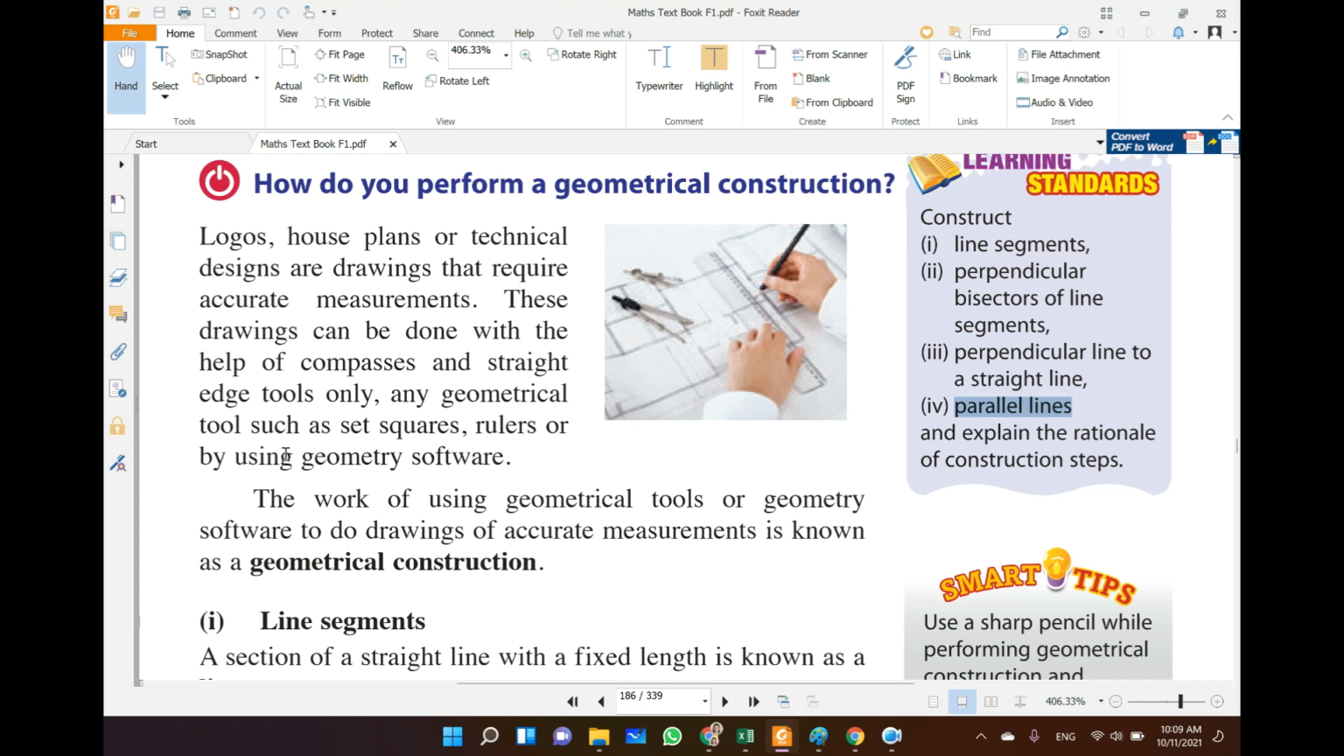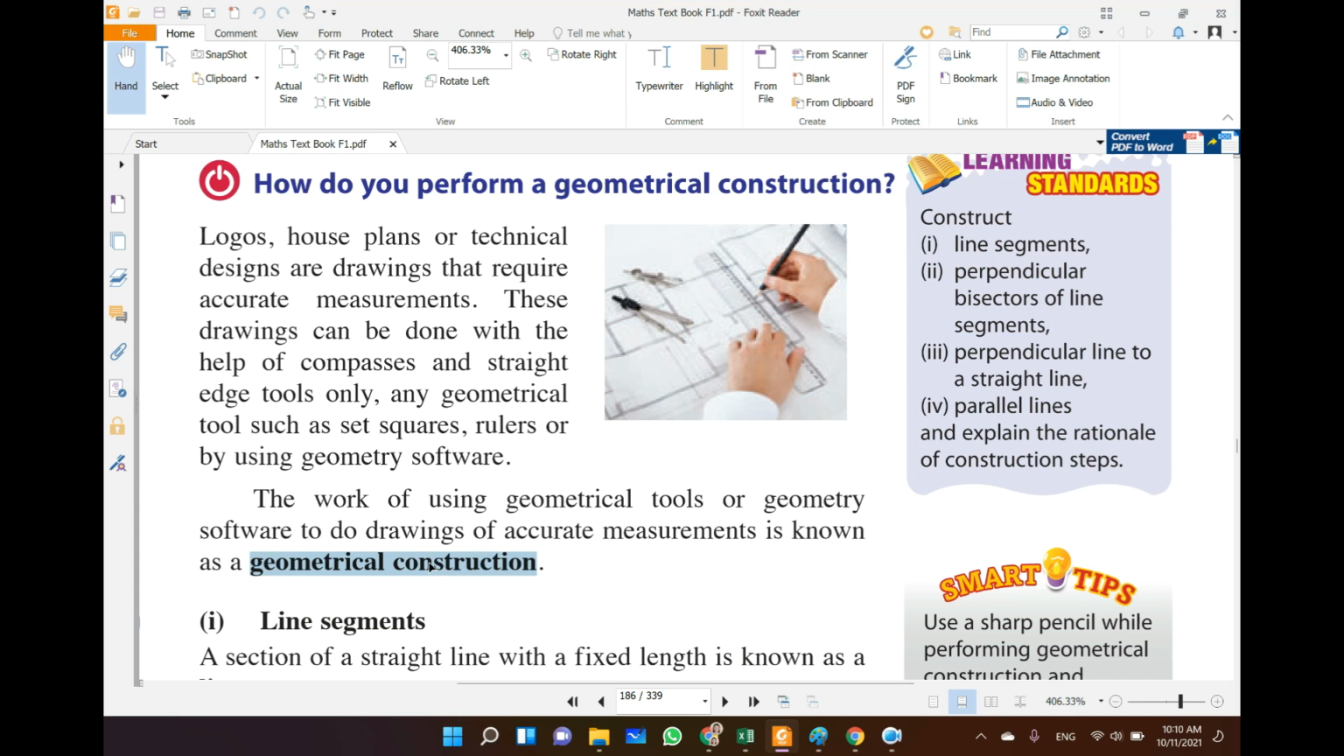Do you know what is a set square? Any idea? No. Don't know. Okay, it's okay. Later on, I'll go through all the geometrical set with you in the maths app. The work of using geometrical tools or geometry software to do drawings of accurate measurement is known as geometrical construction. So we are going to do this, especially those who intend to be a designer or an architect next time. So this part you have to master it.